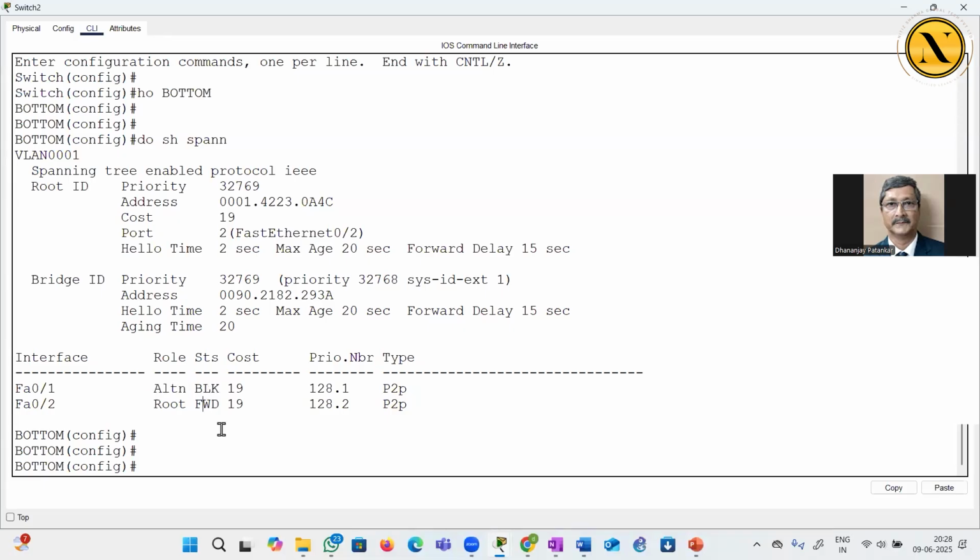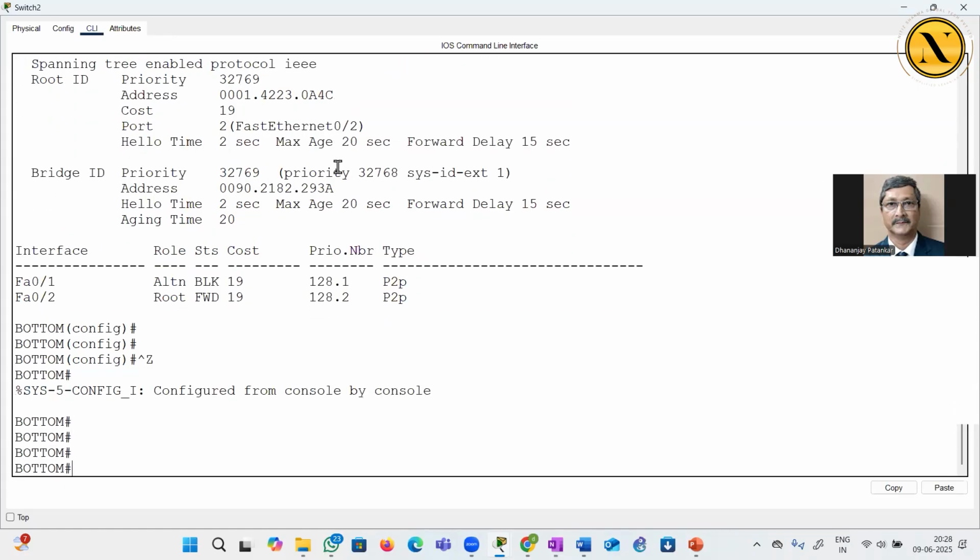Now, what is this? It says do show spanning tree. Spanning tree enabled protocol is IEEE. What is this IEEE? I didn't understand this.